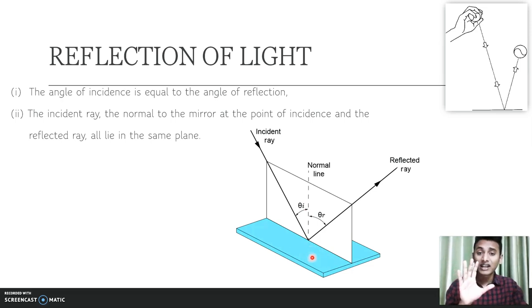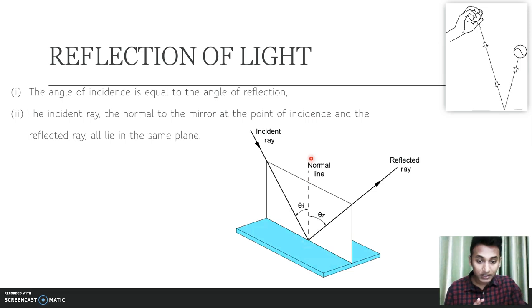So this phenomena has been governed by two basic laws called the laws of reflection. The first law says that the angle of incidence is equal to the angle of reflection. You can see theta i and theta r are the two angles which these rays are making with the normal line. So these two angles will always be equal in case of a smooth surface on which the light is being reflected. The second law says the incident ray, the normal to the mirror at the point of incidence, and the reflected ray all lie on the same plane. This is the point of incidence.